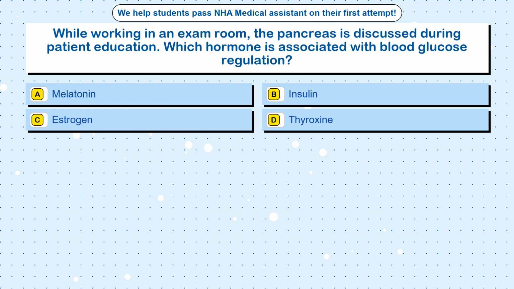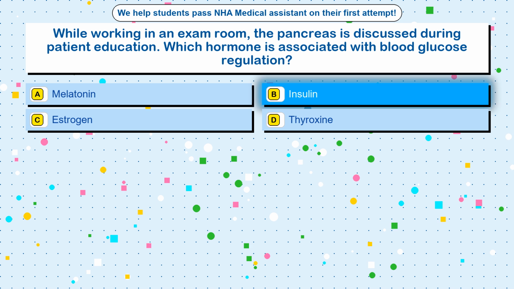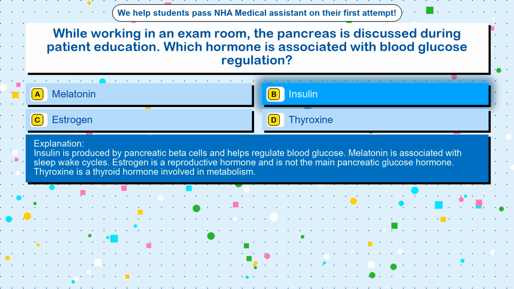Question 64. While working in an exam room, the pancreas is discussed during patient education. Which hormone is associated with blood glucose regulation? Option A. Melatonin. Option B. Insulin. Option C. Estrogen. Option D. Thyroxine. The correct answer is option B. Insulin. Insulin is produced by pancreatic beta cells and helps regulate blood glucose.